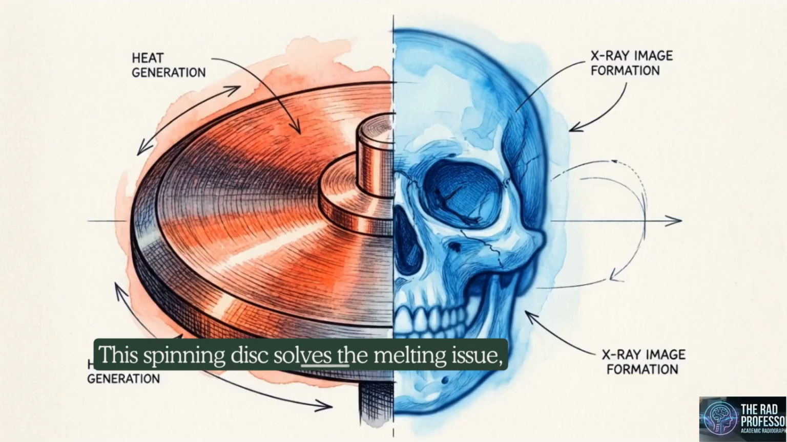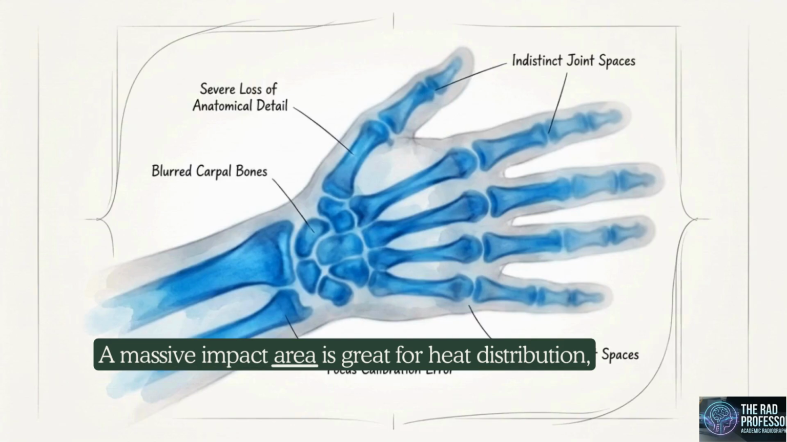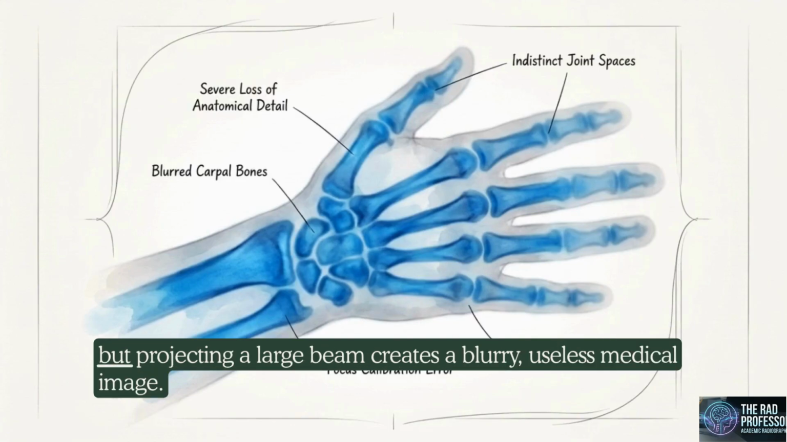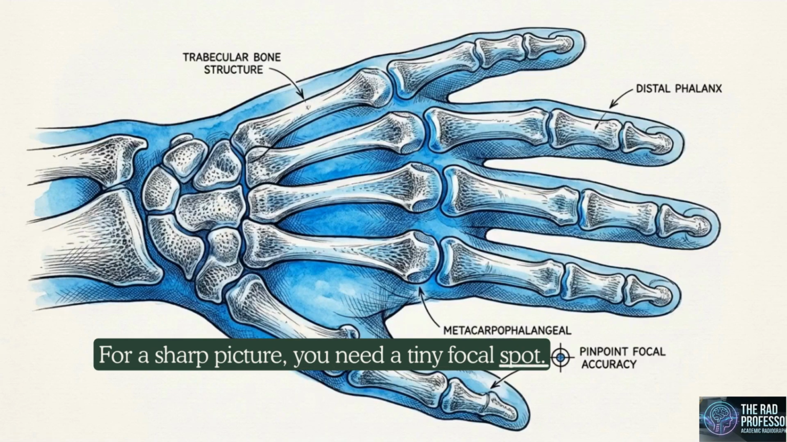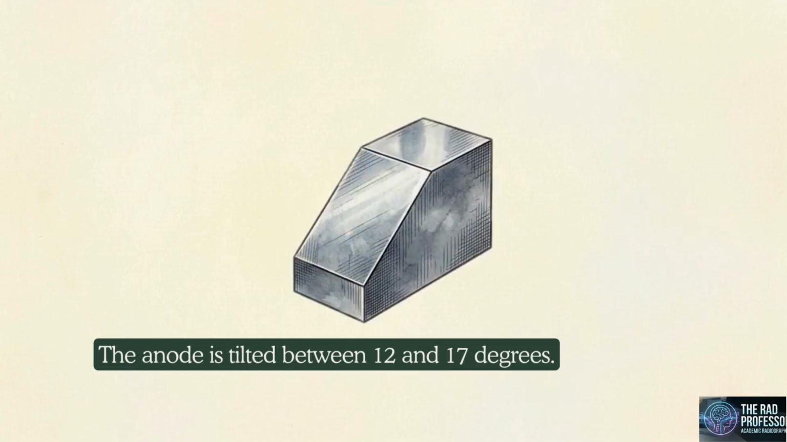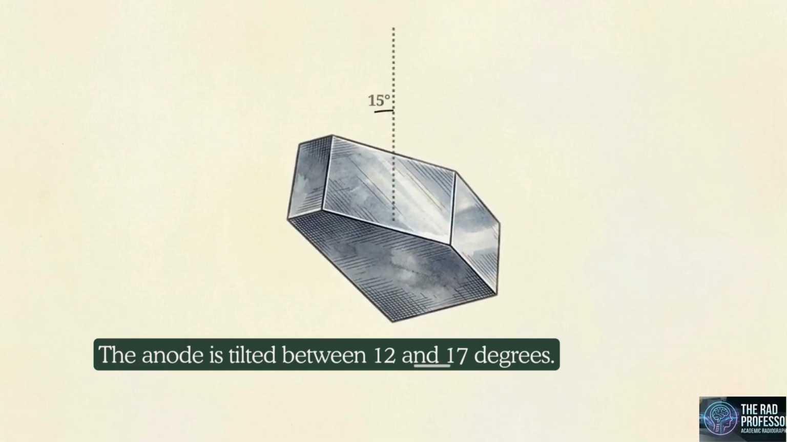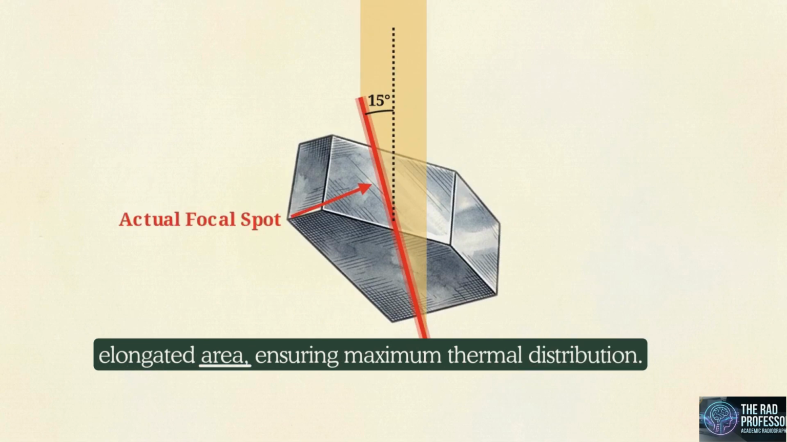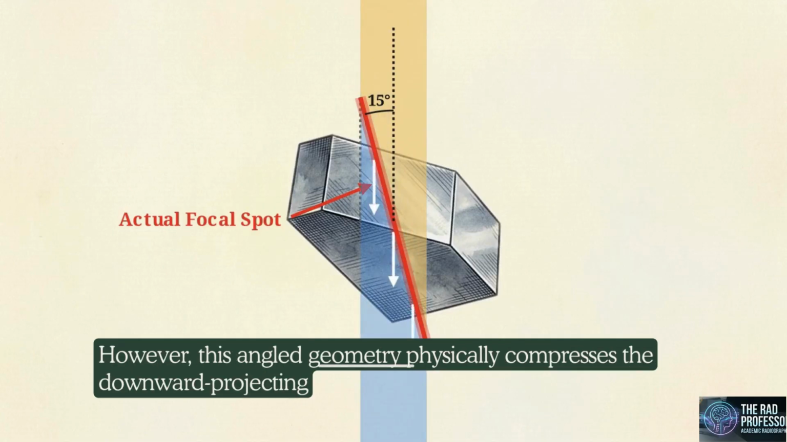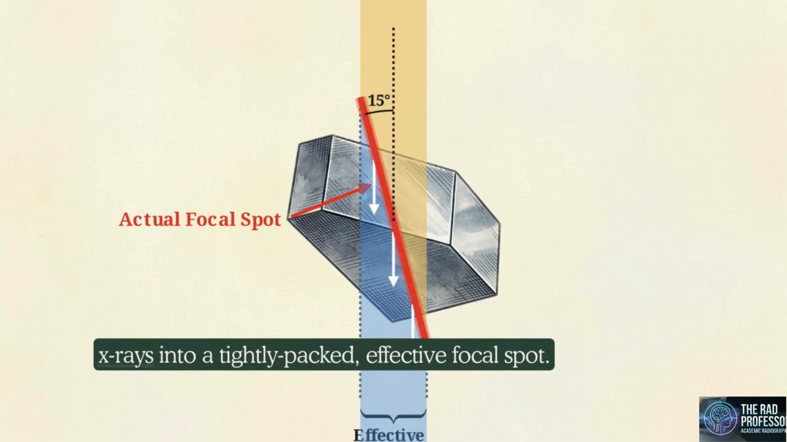This spinning disc solves the melting issue, but it creates a geometric conflict. A massive impact area is great for heat distribution, but projecting a large beam creates a blurry, useless medical image. For a sharp picture, you need a tiny focal spot. The line focus principle solves this. The anode is tilted between 12 and 17 degrees. The incoming electron beam strikes a wide, elongated area, ensuring maximum thermal distribution. However, this angled geometry physically compresses the downward projecting X-rays into a tightly packed, effective focal spot.